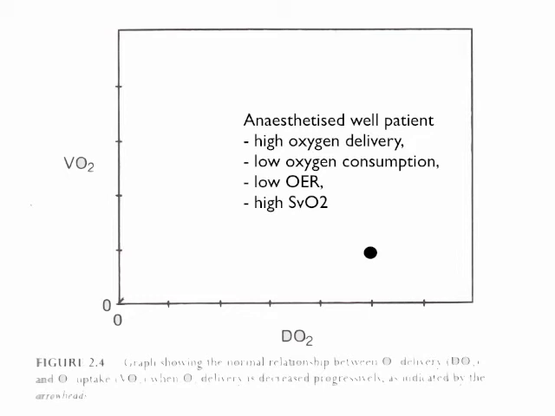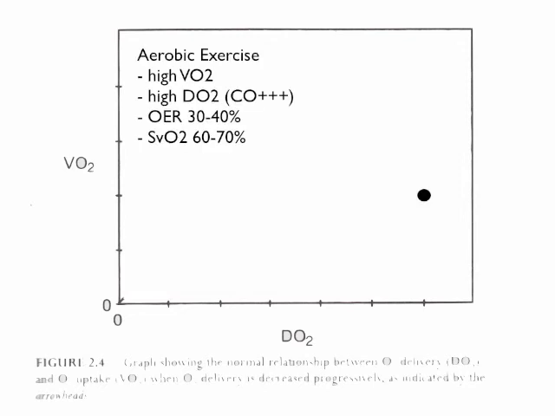So if we think about a couple of examples, and I'm sure you're expecting I was going to get to this graph, this is the key part of it all. Think about, for example, an anaesthetized well patient. They've got high oxygen delivery, their FiO2 is good, their hemoglobin's good, they're maybe a little bit tachycardic, so their cardiac output's up, and they're sedated, analgesied, anaesthetized, maybe the operation hasn't started yet, so they've actually got very low oxygen consumption. Then they're going to have a low oxygen extraction ratio and consequently a pretty high mixed venous oxygen saturation.